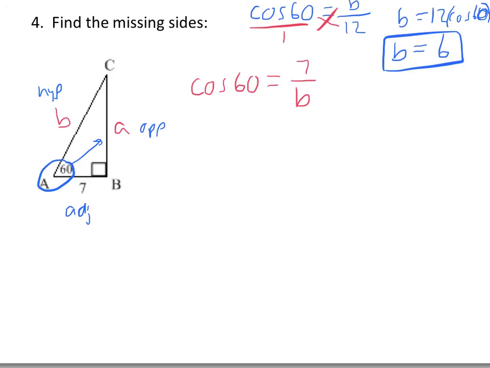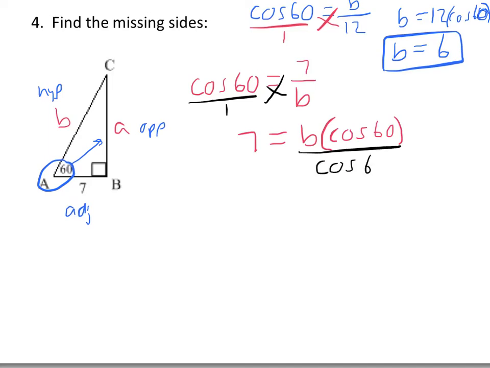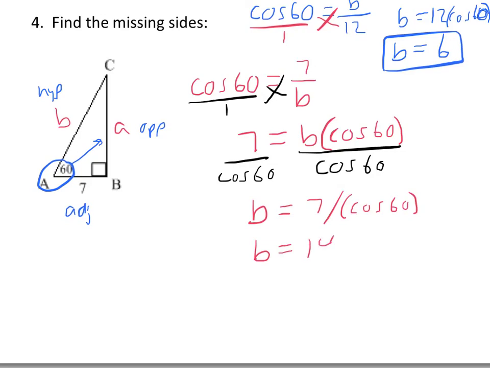I have only one variable. So we'd put that over 1 and cross multiply, and we get 7 equals B times cosine of 60. We would solve for B by dividing by cosine of 60. So B is equal to, and you would type that in your calculator as 7 divided by parentheses cosine 60. And you should get about 14, if not exactly 14.